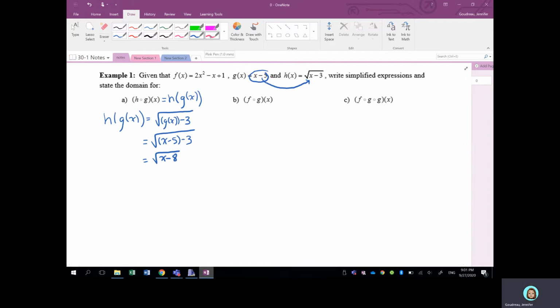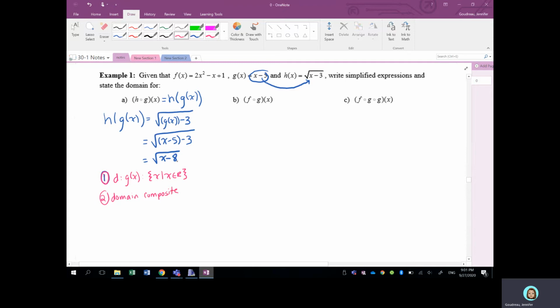All right, let's talk about the domain. So the first thing we're going to do to decide the domain is we need to look at the domain of our inside function, the domain of g at x. And in this case, because g at x is linear, it's going to be the set of all x such that x is an element of the reals. Second, we're going to look at the domain of the composite.